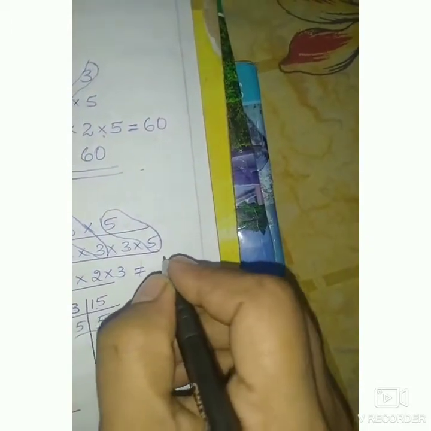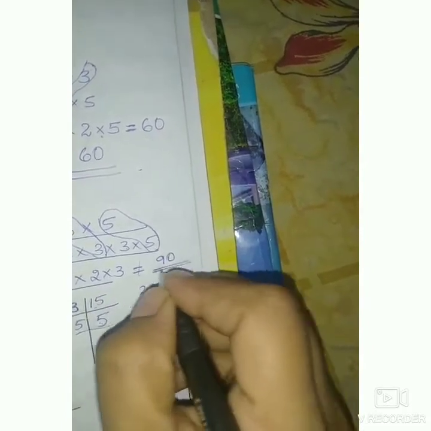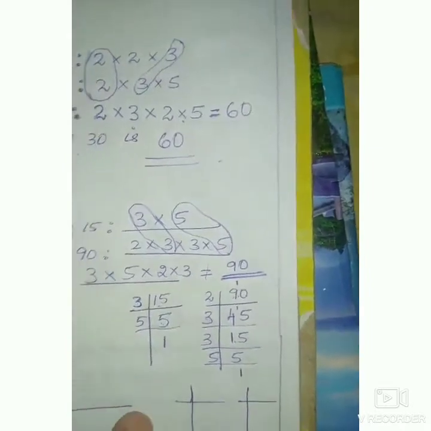Next, the remaining numbers, that is 2 and 3, are the remaining numbers. So here we get the LCM of 15 and 18 is 3 5s are 15, 15 2s are 30, 30 3s are 90. Is it clear children?